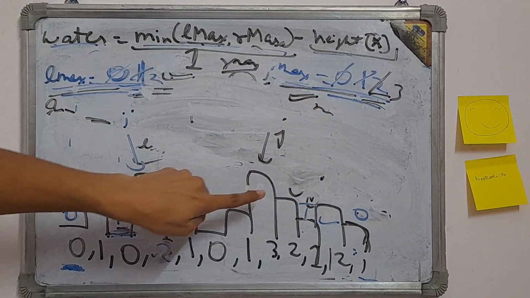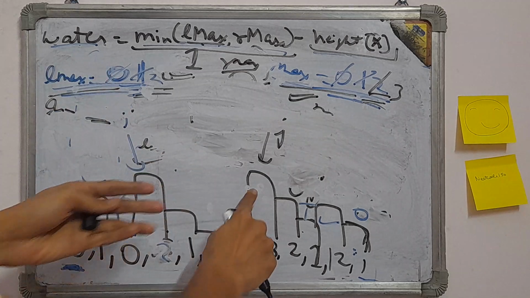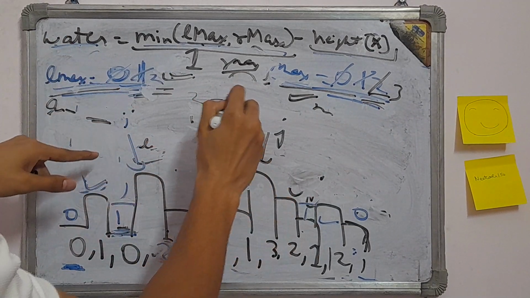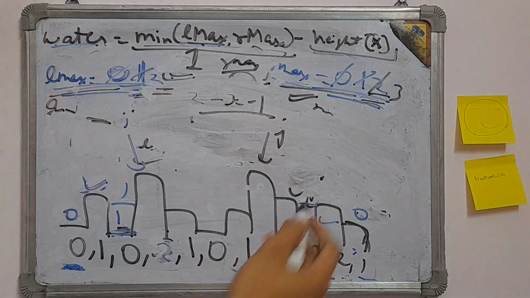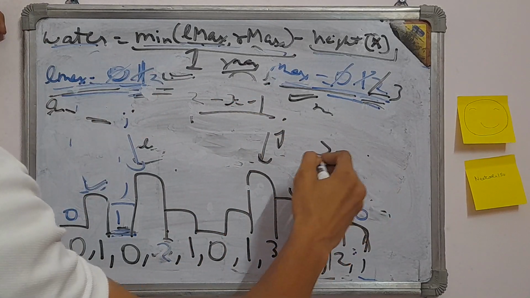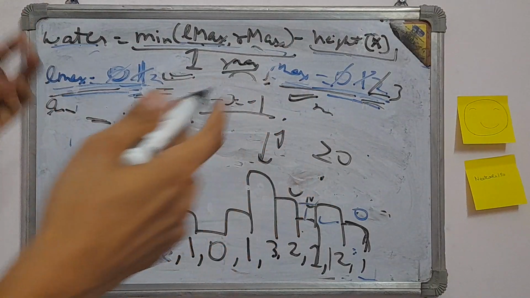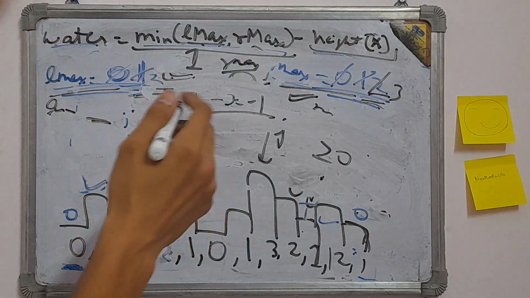At this point, what if we break the rule of processing the smaller one first? What if we process this? The formula is minimum of the 2 is 2 and current height is 3. So we get minus 1, which is not possible. Water can only be either 0 or greater than 0. How can water be minus 1? That means water is taken above ground. This is not possible. So that's why the rule says the smaller one should process first.